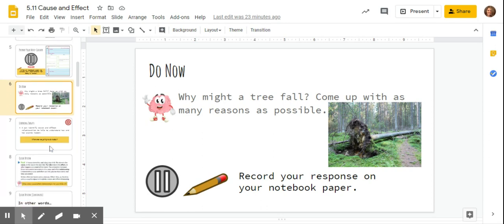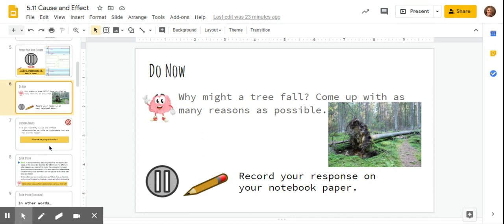All right. So I'm curious about the reasons that you came up with. Maybe the tree was old and rotted and it fell. Maybe someone cut it down. I don't know. There's a lot of reasons for why a tree could fall, right?